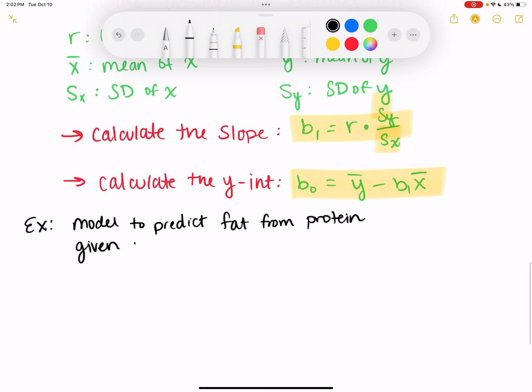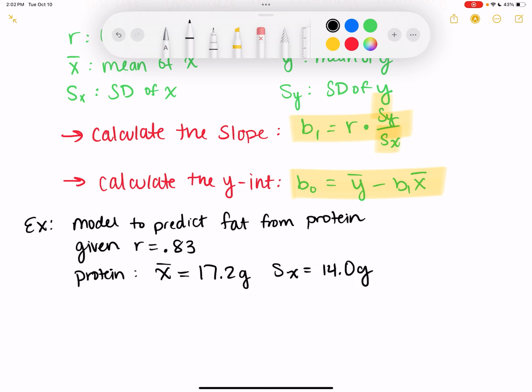Given R is equal to 0.83, protein is going to be X. So X bar is equal to 17.2 grams, and S sub X is 14.0 grams. Fat is going to be Y. So Y bar is 23.5 grams, and S sub Y is 16.4 grams.